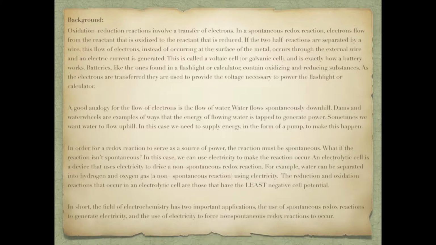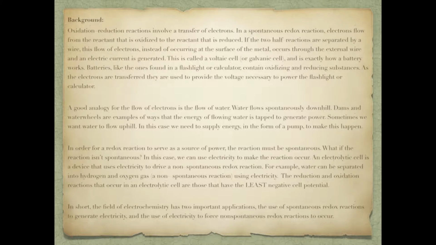If the two half reactions are separated by a wire, this flow of electrons, instead of occurring at the surface of the metal, occurs through the external wire, and an electric current is generated. This is called a voltaic cell or a galvanic cell, and is exactly how a battery works. Batteries, like the ones found in a flashlight or calculator, contain oxidizing and reducing substances. As the electrons are transferred, they are used to provide the voltage necessary to power the flashlight or calculator.